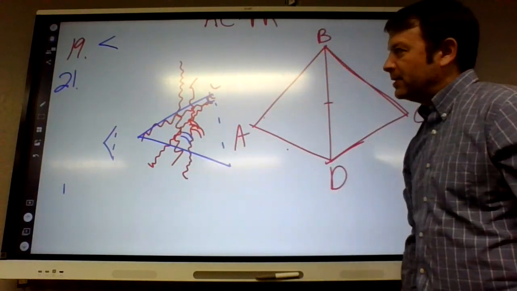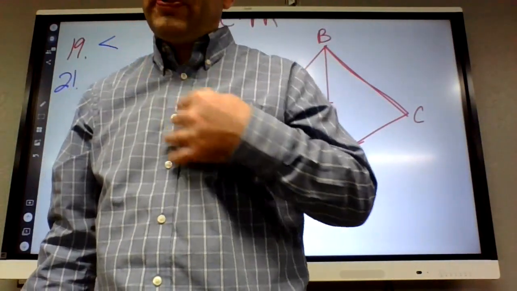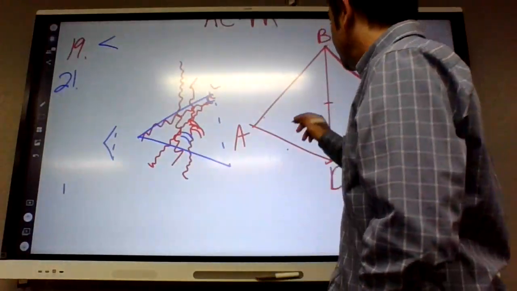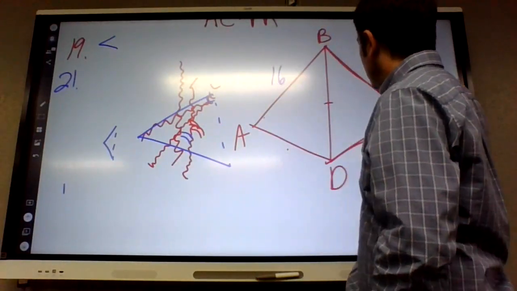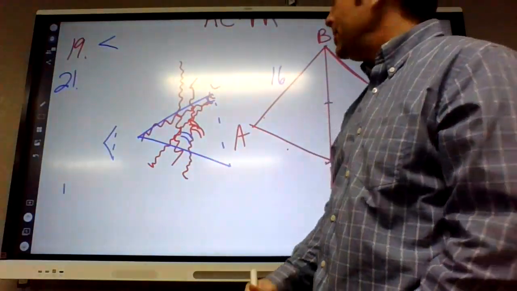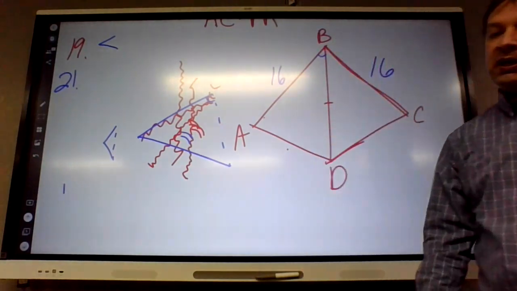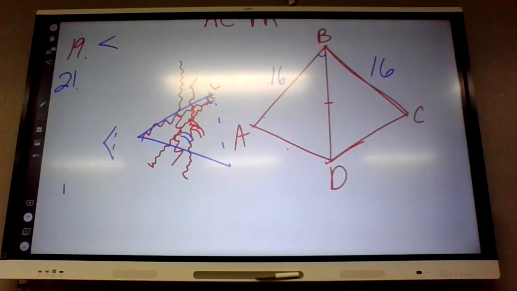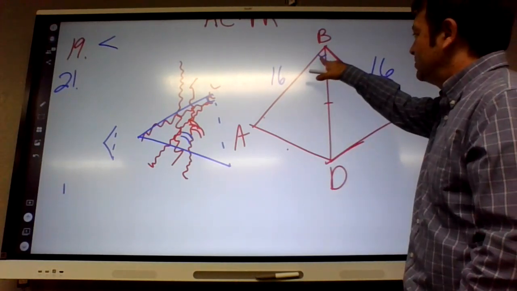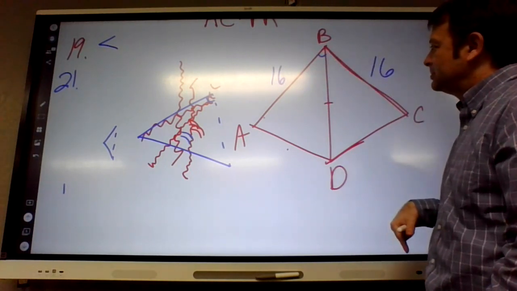Okay. 21 says we're gonna compare AD and DC, the sides on the bottom. AB is 16, BC is 16. And angle ABD right there is 1/2 of angle ABC. So what does that tell me? If this angle is half of angle ABC, what does that tell me?